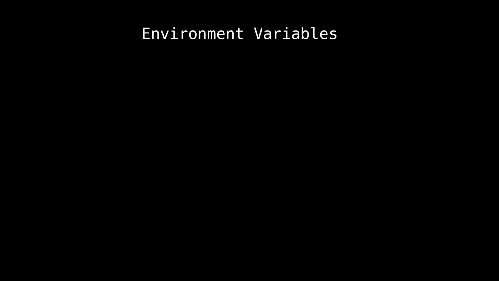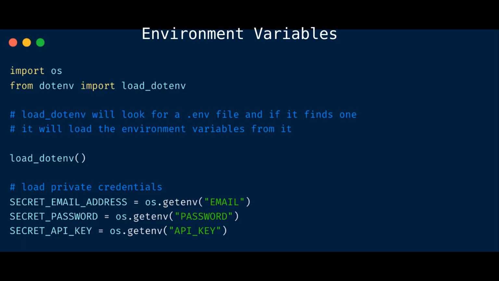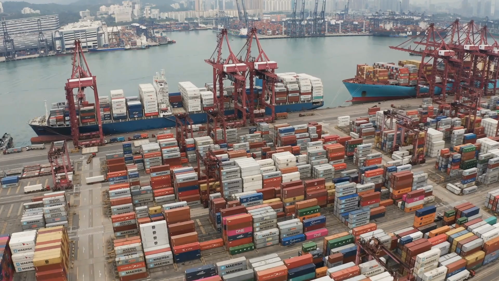Environment variables. Managing environments can get tricky, especially when dealing with credentials or endpoints. This is where environment variables shine. Instead of hard-coding sensitive data like AWS keys, store them securely as environment variables and inject them when needed.